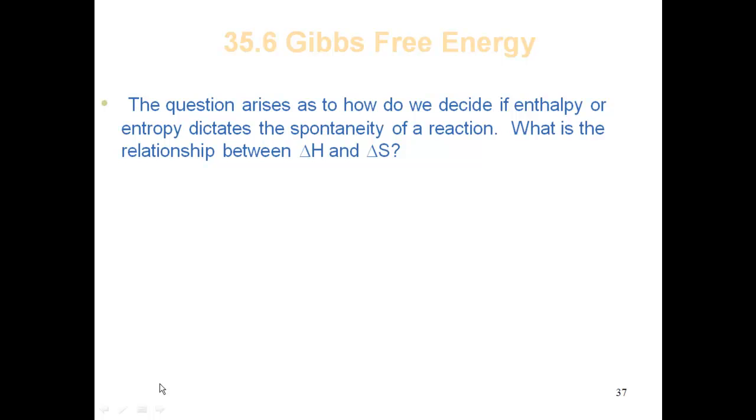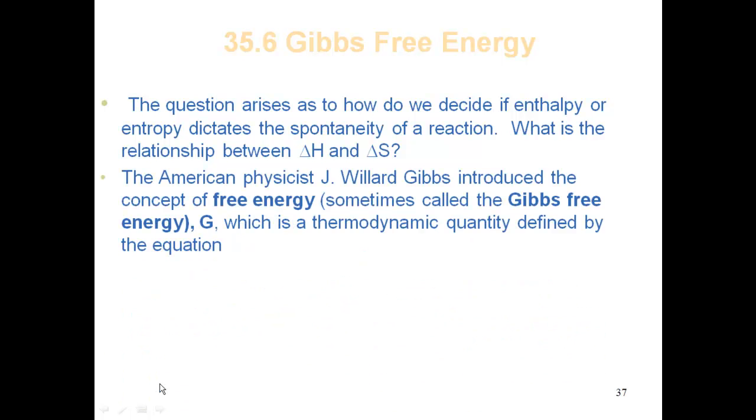If I have one predicting spontaneous and one predicting non-spontaneous, how am I going to determine which one's going to win and dictate the overall spontaneity of the reaction? Well, we will look at something that was developed by American physicist J. Willard Gibbs, who introduced the concept of free energy, sometimes referred to as Gibbs free energy, and is given the symbol capital G, which is the thermodynamic quantity defined by the following equation. Delta G is equal to delta H minus T delta S.